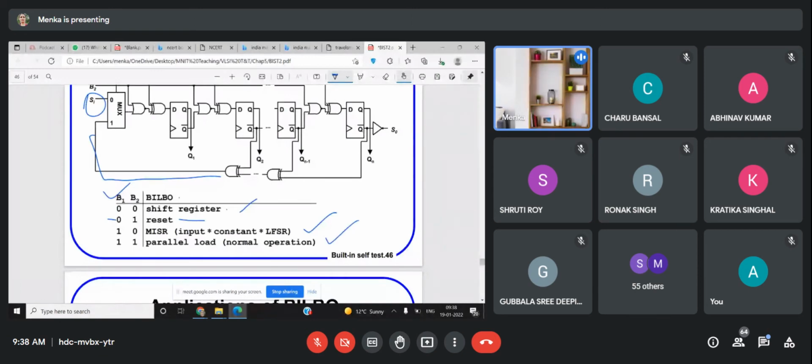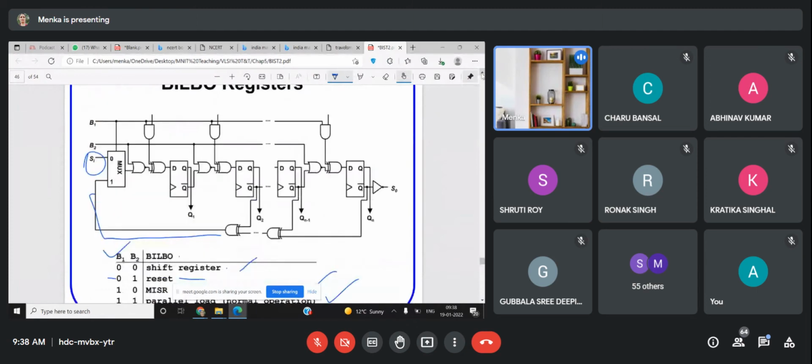How that will be working, you can understand easily with the help of this logic diagram. If B1 and B2, both of these are 0, look at this, the AND gate is going to give you 0. This is also going to give you 0. So both of these are going to give you 0, 0. Sorry, this is not an OR gate, this is a NOR gate, sorry.